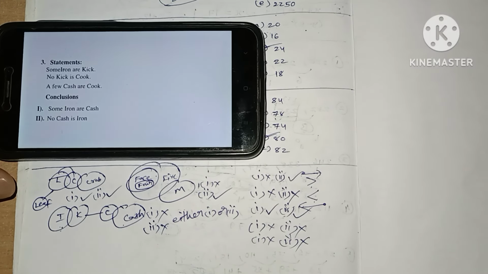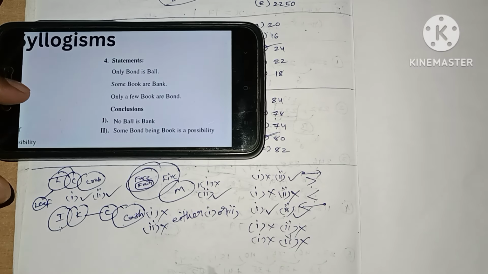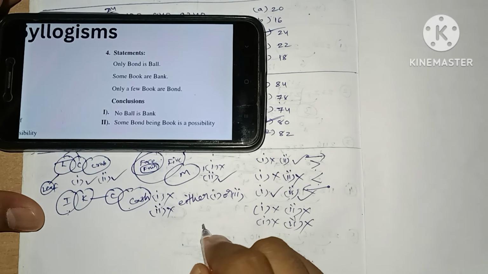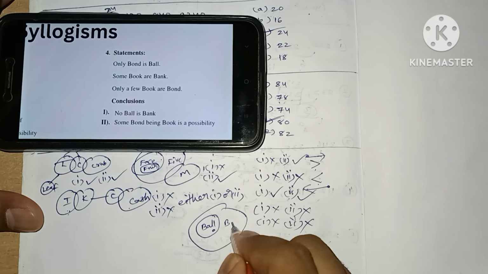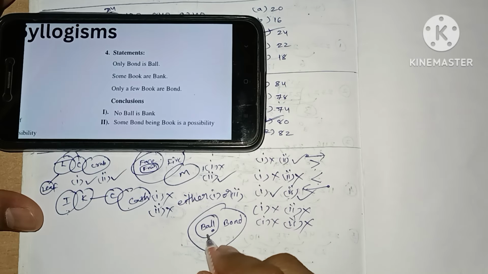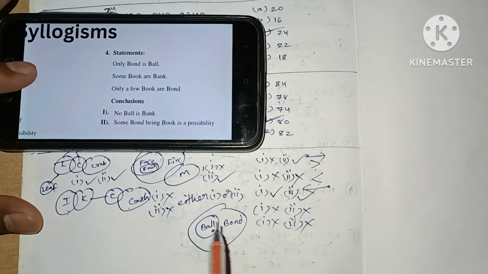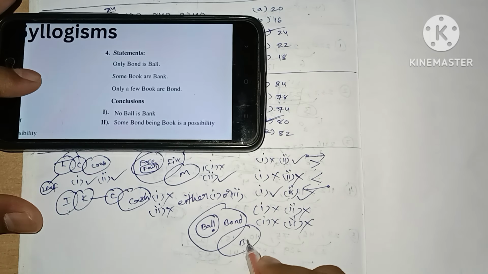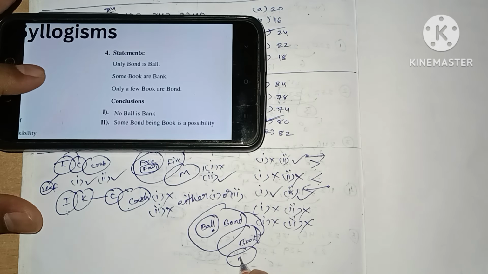Okay, next we are going to see question number 4. Only bond is a ball. So ball is inside bond and doesn't share with anything except bond. Some books are bank. Only a few books are bond. Some books are bank.